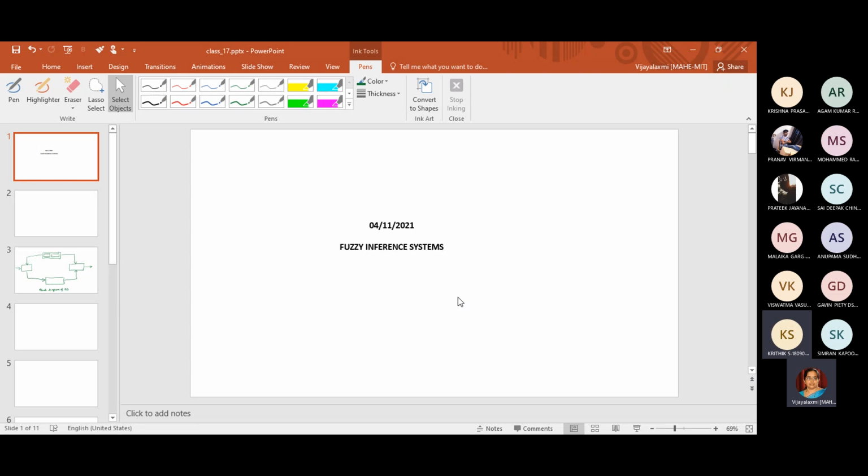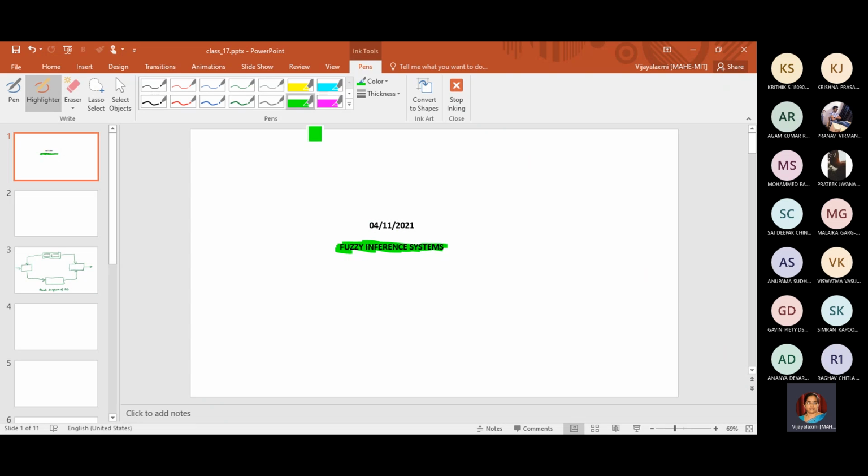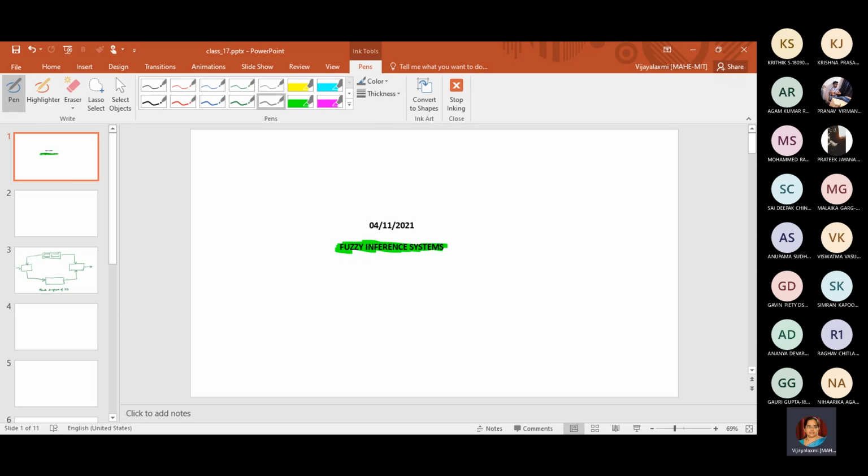Today we are going to discuss fuzzy inference system. So far we discussed a lot of theory behind fuzzy logic. Today we will solve one problem. In the beginning, I will tell you what a fuzzy inference system is. After that, I'll try to solve one problem and I'll leave you early. We'll have a quiz in the end, maybe around 5 o'clock.